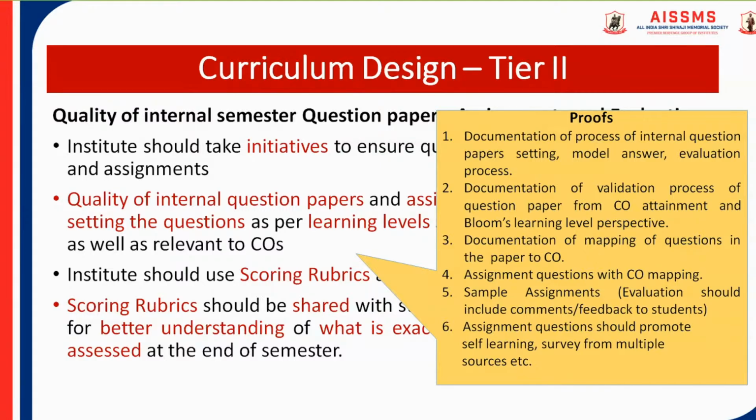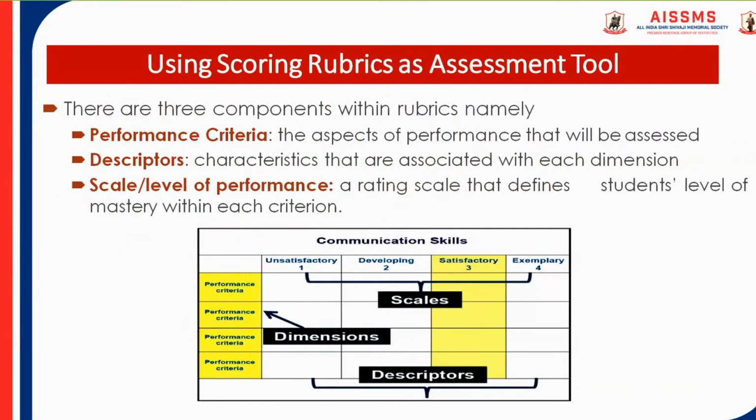Then we talk about using scoring rubrics as an assessment tool. So there are three components within the rubrics, namely the first is the performance criteria. That is, it is going to talk about the aspects of the performance that will be assessed. Then the descriptors, the characteristics that are associated with each dimension. And then we have the scale or level of performance, a rating scale that defines students' mastery of each criterion.